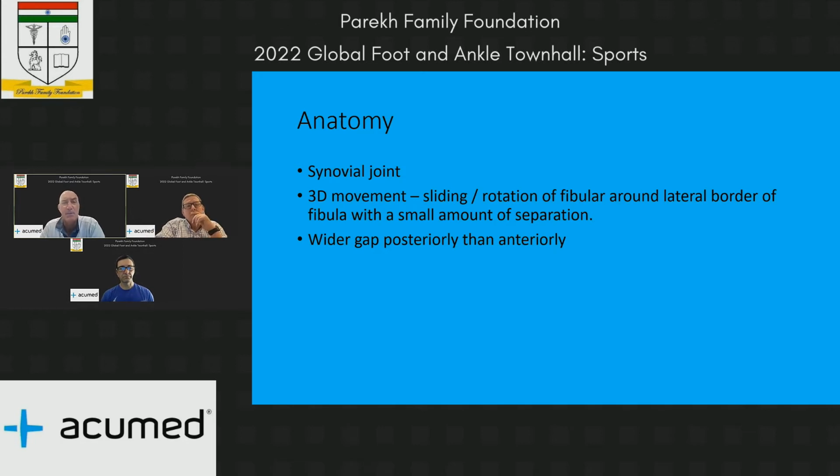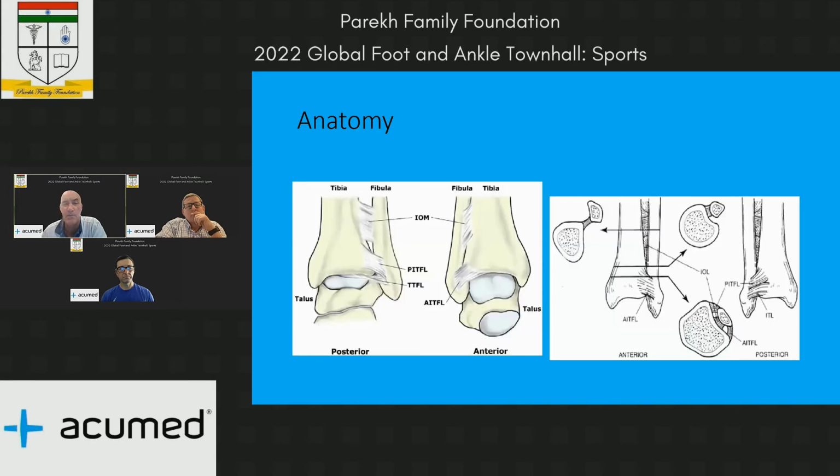But the other thing is, especially with CT scan, we know that it's a 3D movement. It's not just separation, medial and lateral. It's actually a sliding or an external and internal rotation around the fibula. The other thing that we know from CT is that there's a wider gap posteriorly than anterior, and this comes into relevance when it comes to arthroscopy especially.